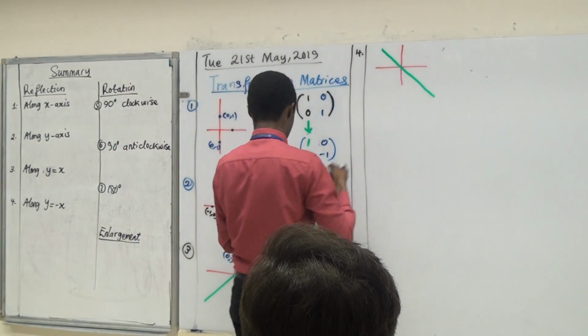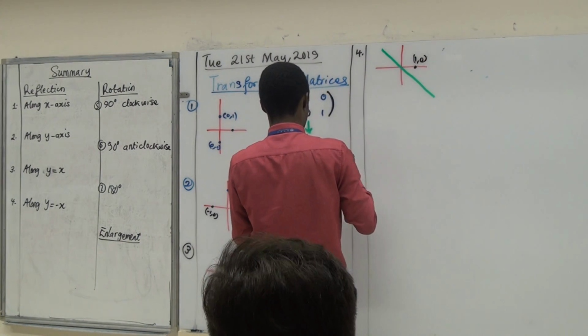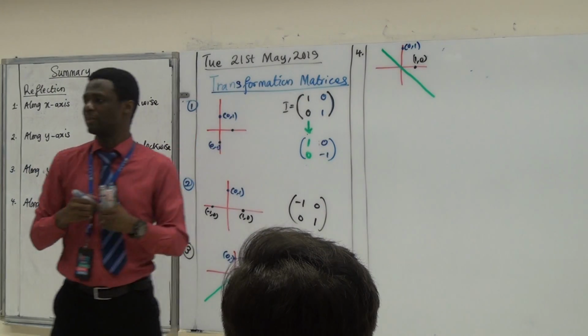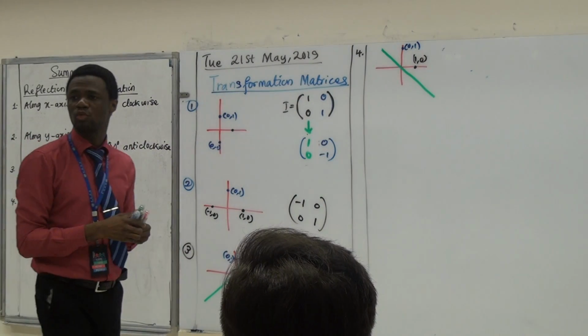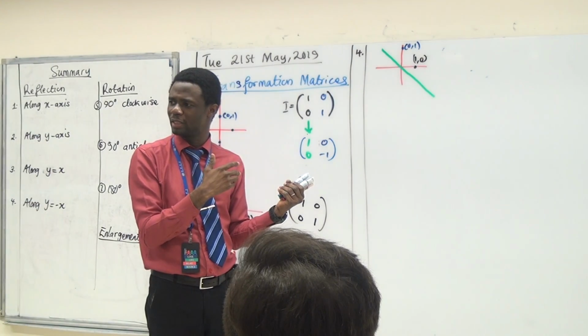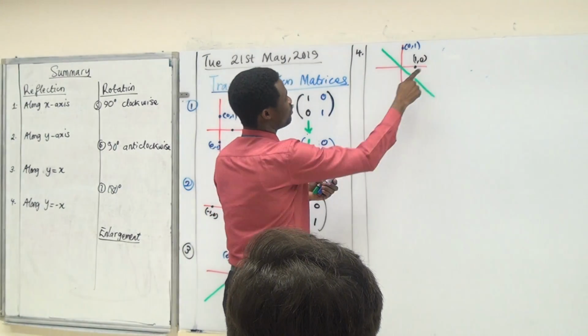So now, reflecting along y equals negative x is this. And the 2 points are 1, 0. The other point is 0, 1. So what happens to them? They both become negative. Can you understand? Do you understand what I'm doing here? So what happens here? Both come down.